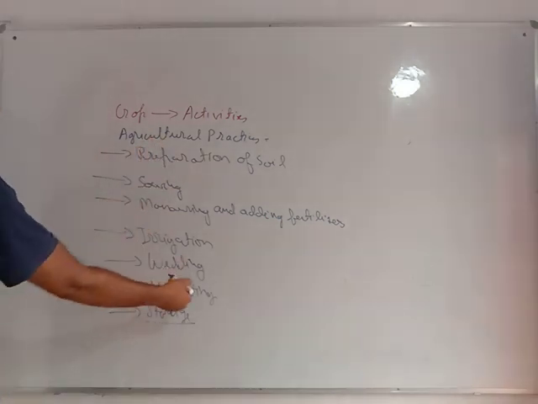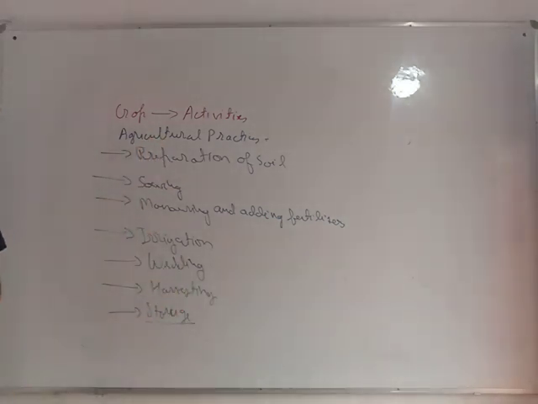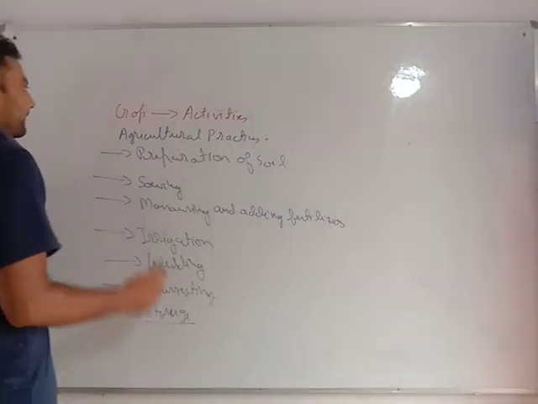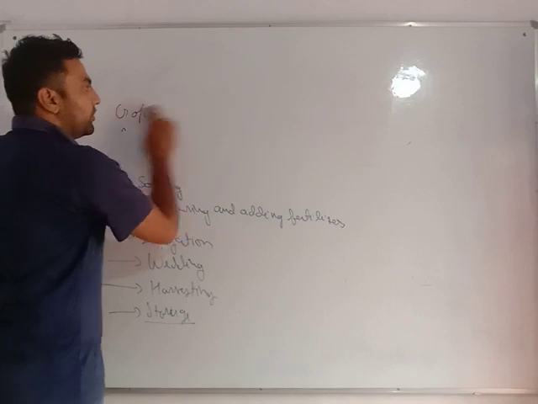So these are the set of activities we need to perform to get a crop. So one by one we will go through them. So first of all we will see preparation of soil.